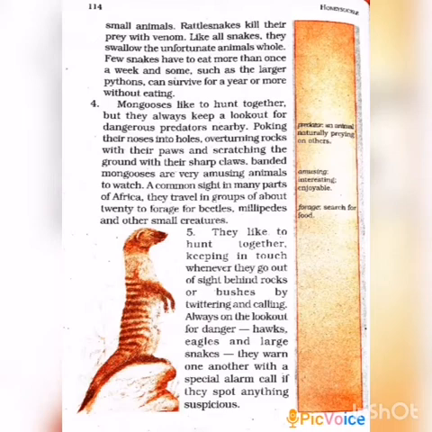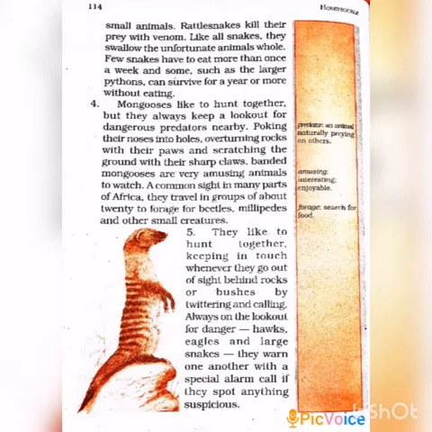Now we are going to learn about mongooses. So fourth para, mongooses like to hunt together, but they always keep looking out for dangerous predators nearby, poking their noses into the holes, overturning rocks with their paws, and scratching the ground with the sharp claws. Banded mongooses are very amusing animals to watch. A common sight in many parts of Africa, they travel in groups of about 20 to forage for beetles, millipedes, and other small creatures.